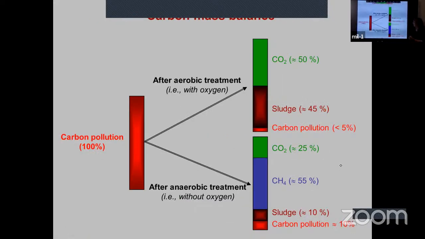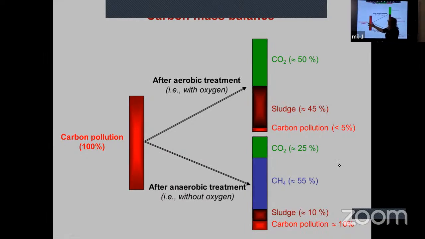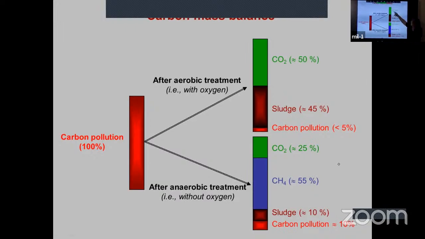If we look at the carbon mass balance, for 100 kilograms of carbon, after anaerobic treatment, you will have 55% of methane, 10% of sludge, 10% of pollution, and also 25% of COD for the anaerobic treatment. For the aerobic treatment, you will have 50% of COD, 45% of sludge, and only 5% of pollution.